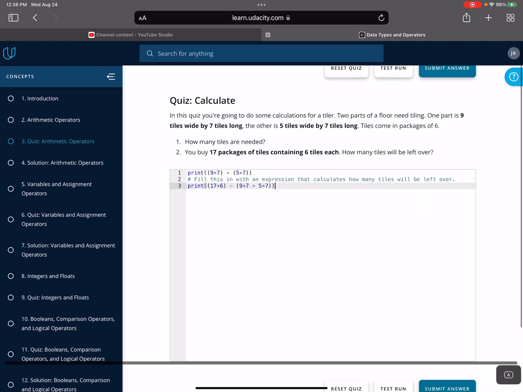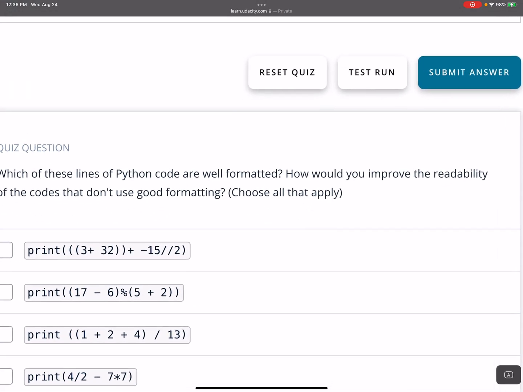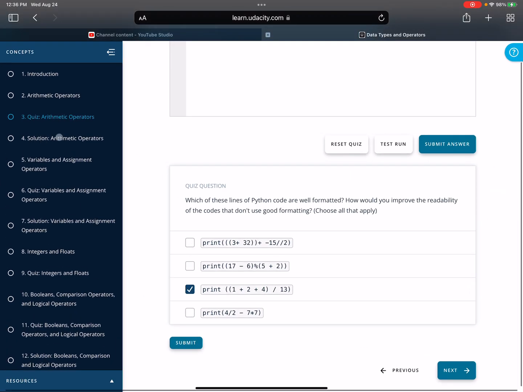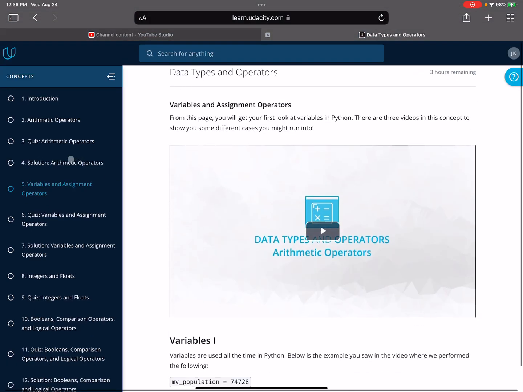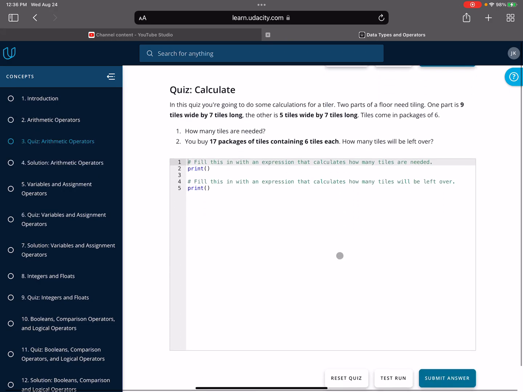All right. I think there's one more question, right? Which of the lines are well formatted? What's the answer to this one? So this one makes sense, right? This one is missing parentheses, parentheses, parentheses, parentheses. Which of the lines, what's the answer to this one? Fourth one? Okay, well, I'm just gonna skip this one because I think they're all correct. Okay, all right, that's it.